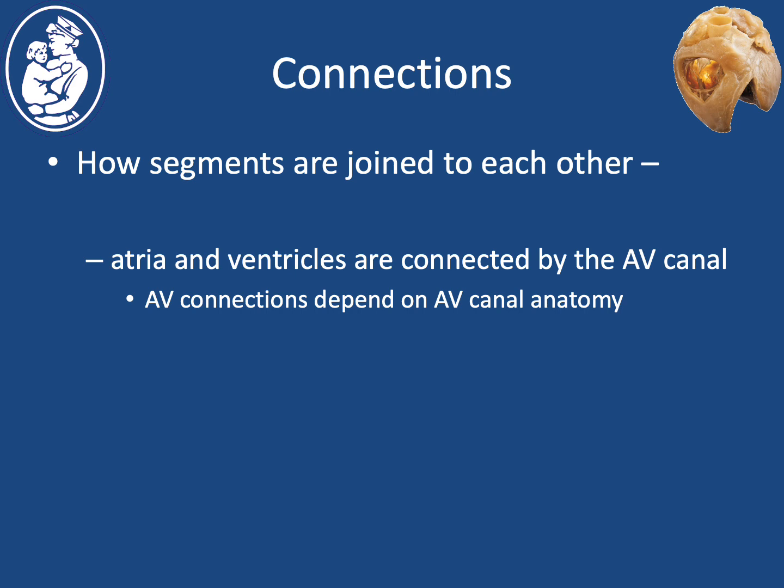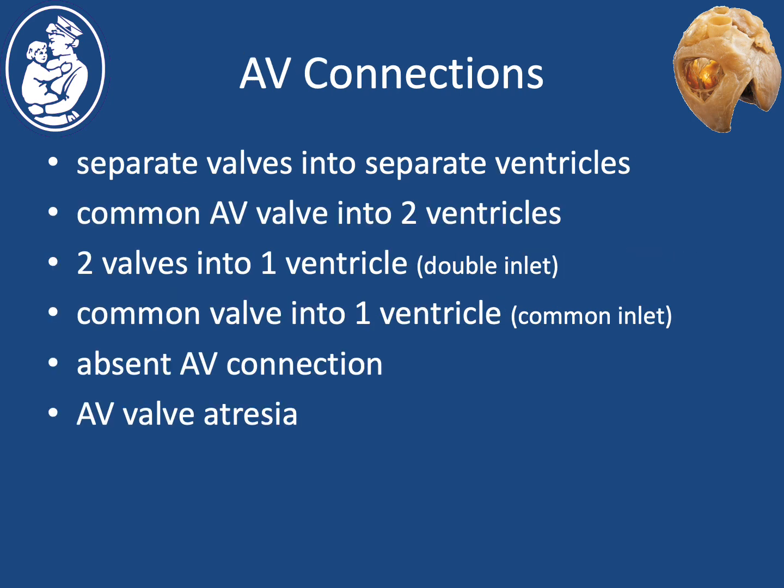The connections of the atria and ventricles are rather closely connected to the alignments, but they're clearly not the same thing. There are a number of types of atrioventricular connections. There can be separate valves into separate ventricles, a common valve into two ventricles, separate valves into one ventricle, double inlet ventricle, or common valve into one ventricle, a common inlet ventricle. Or there can be absent AV connection or AV valve atresia.